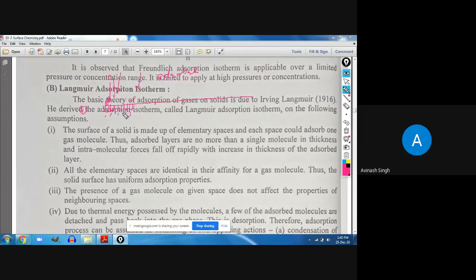So the thing is that the rate of adsorption depends on the number of free spaces, and the rate of desorption will depend on what? The number of filled spaces, I mean occupied spaces. Is this clear? Okay, now let's read from the book. If this is understood, there is a small bit of mathematics and we are done.